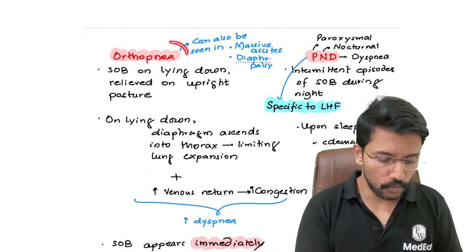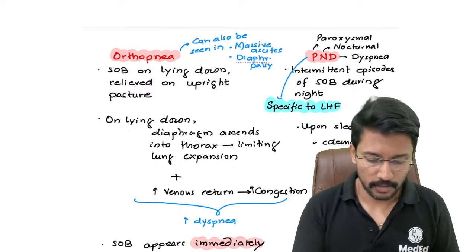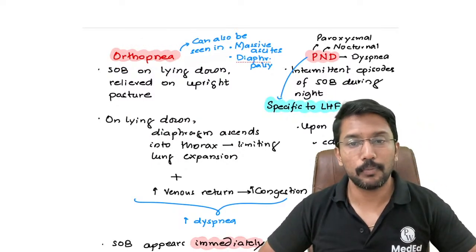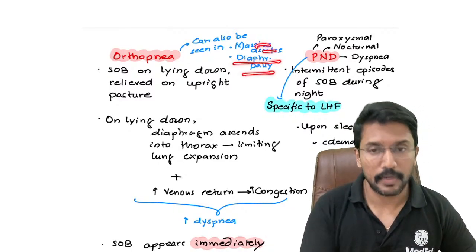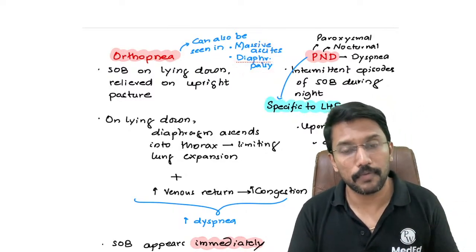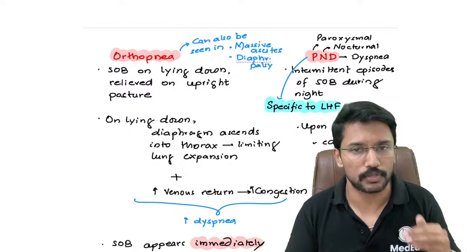Right. So the point to note about orthopnea is that orthopnea is not specific for left heart failure. It can also be seen in conditions which can push the diaphragm up, like massive ascites, then diaphragmatic palsy, and sometimes even after heavy meals. If you take too heavy a meal, many of us feel short of breath. It is because of the diaphragm being pushed up.